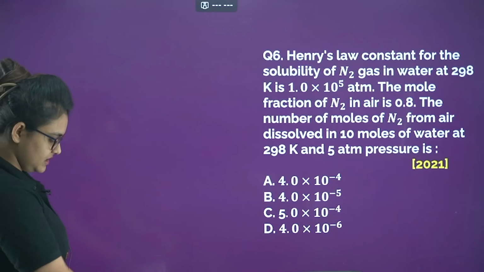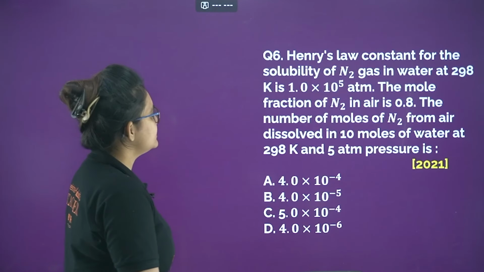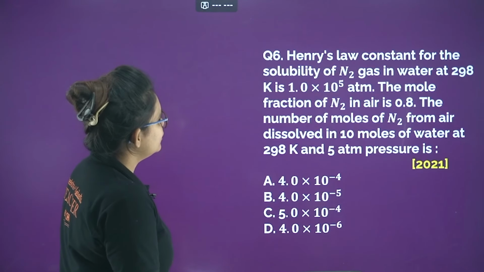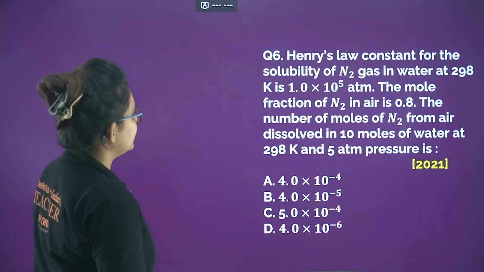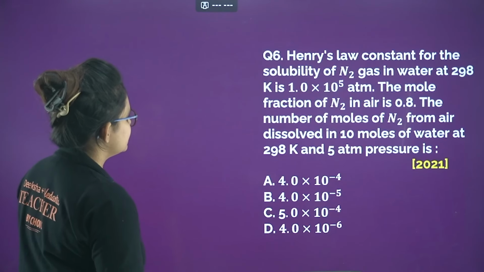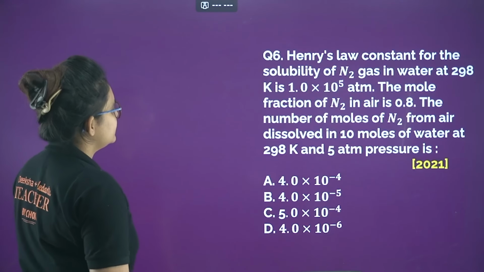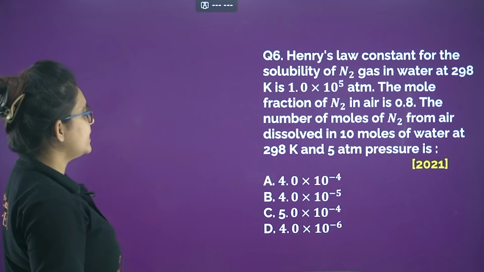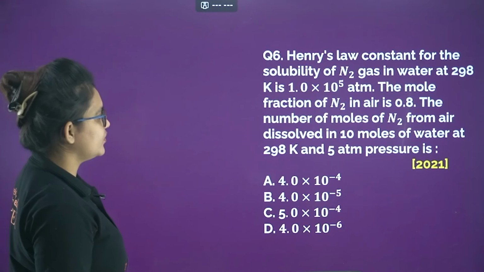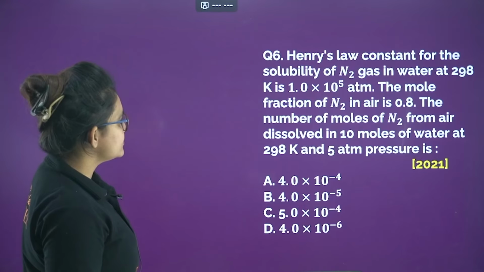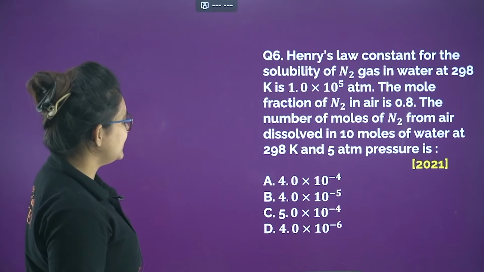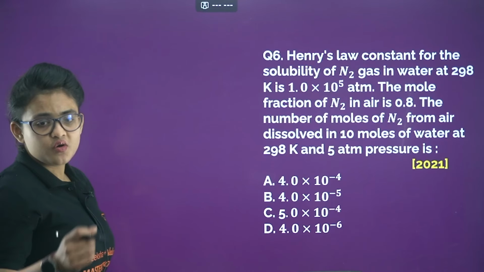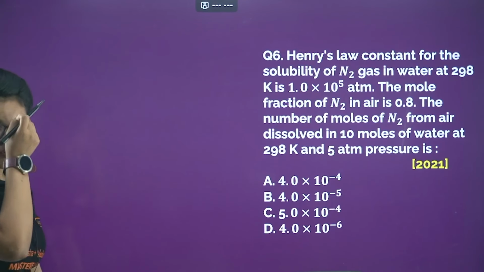Here you can see, here comes the next question: the Henry's law constant for the solubility of N2 gas in water at 298 Kelvin is given. The KH value is given, right? So 1.1 into 10 power 5 atmosphere. The mole fraction of N2 in air is 0.8. The number of moles of N2 from air dissolved in 10 moles of water at 298 Kelvin at 5 atmosphere pressure. Okay, so this is also the same type of question.